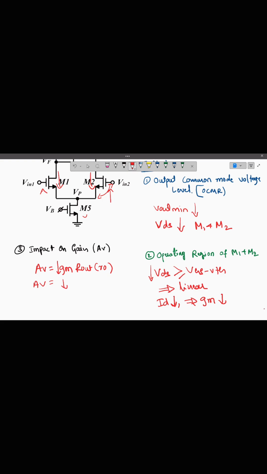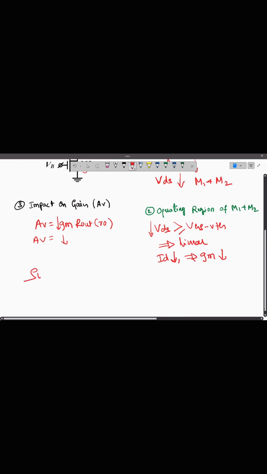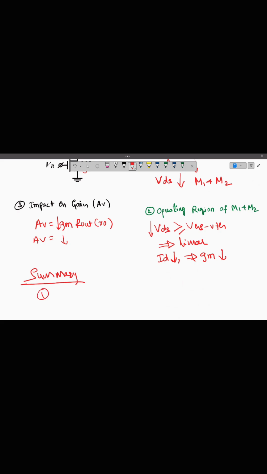So these are the three different impacts that will get created when we decrease the input common mode range. Sorry, when we increase the input common mode range. To summarize, the first impact of an increase in the input common mode range is the decrease in the output common mode, right? In the sense, Vout minimum will decrease, which means that the effective output common mode range will get increased, which is good.